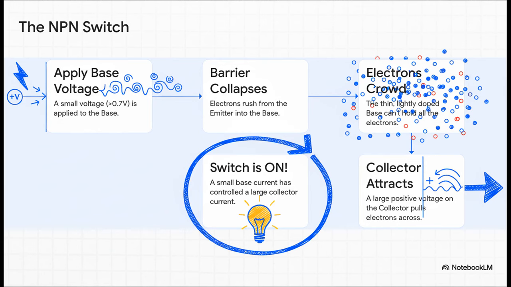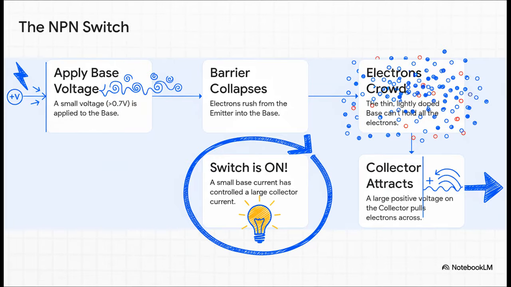And here is the grand finale. First, we apply that small positive voltage, our key, more than 0.7 volts, to the P-type base. This instantly collapses that first barrier, unlocking the first door. Suddenly, a flood of electrons from the supercrowded emitter rushes into the base. But remember, the base is engineered to be incredibly thin, and it has very few holes. So these electrons pour in and have nowhere to go. They're just crowded in this tiny space. And at that exact moment, we have a large positive voltage waiting at the collector on the other side. This acts like a giant magnet, yanking all of those crowded, homeless electrons across the second barrier and out through the collector. And just like that, our tiny base signal has unleashed a massive flow of current.